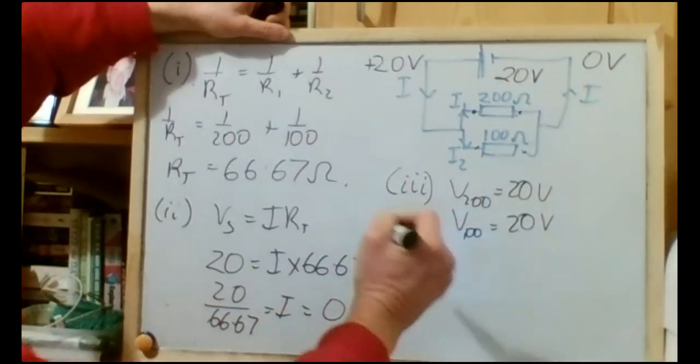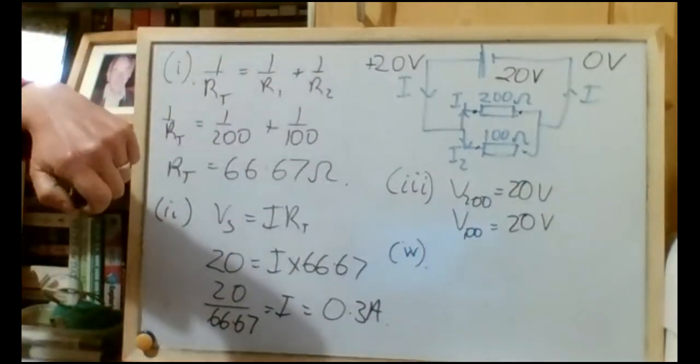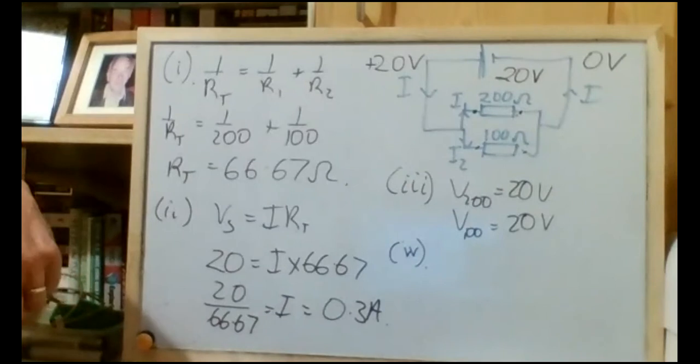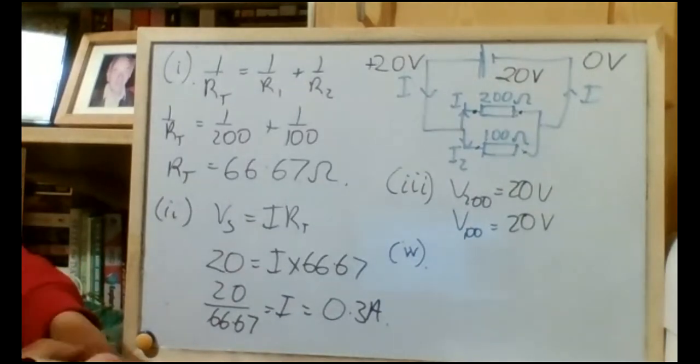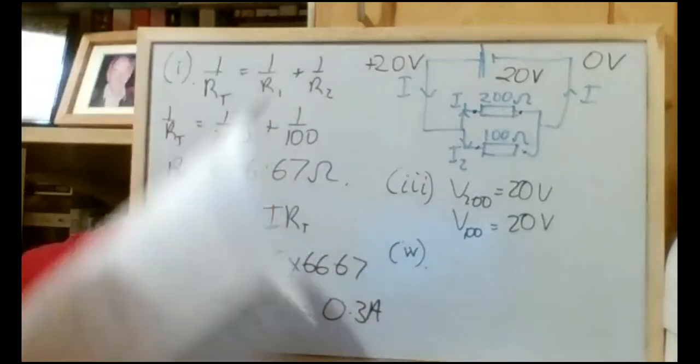Now, how do I work out the current at each resistor? Or should I know... I'm looking at the wrong question, folks. Sorry about that. It's getting late, getting tired.